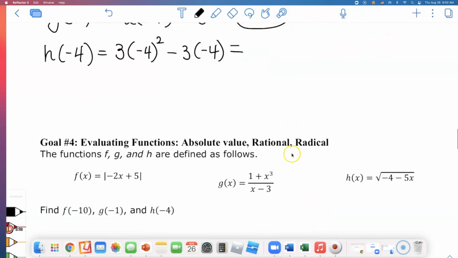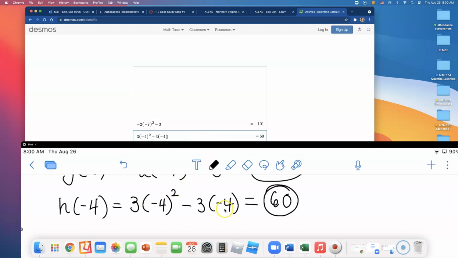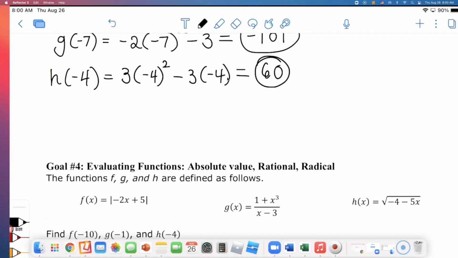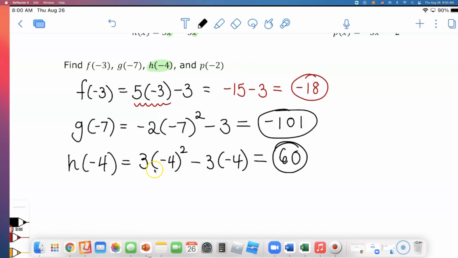I'll open up my scientific calculator and type in 3 times negative 4 squared minus 3 times negative 4, and that comes out to be 60. Once you set it up, if you can write this much on your paper, it's okay if you use your calculator to evaluate this expression, following the order of operations. I know you can do that.